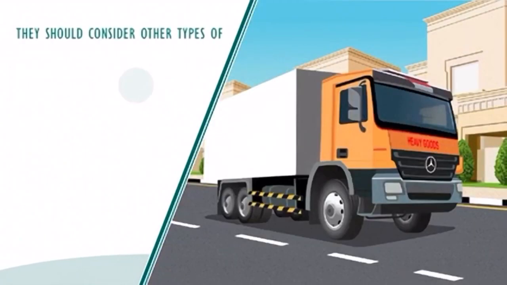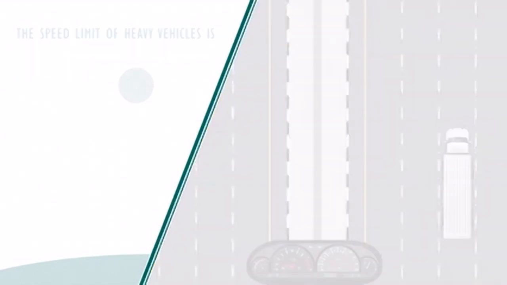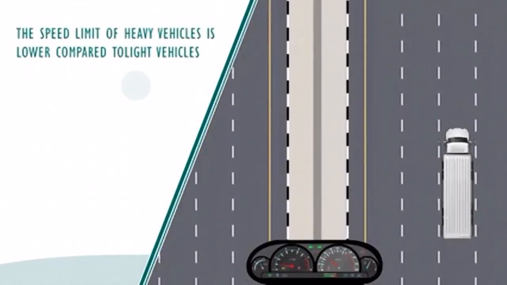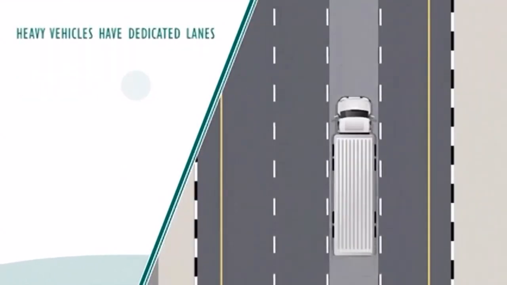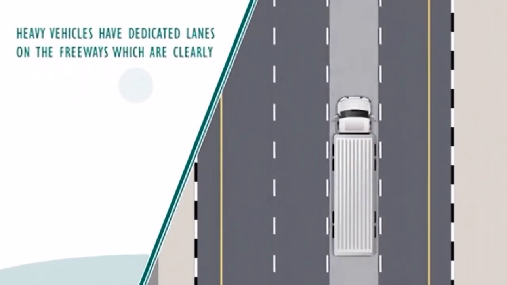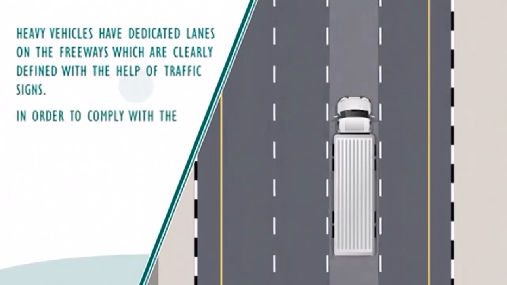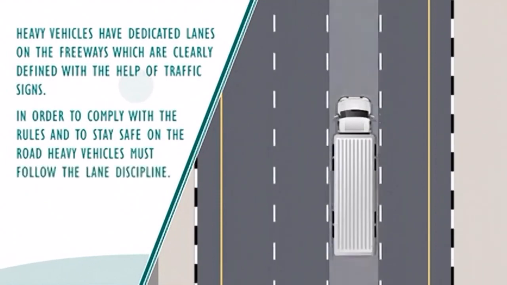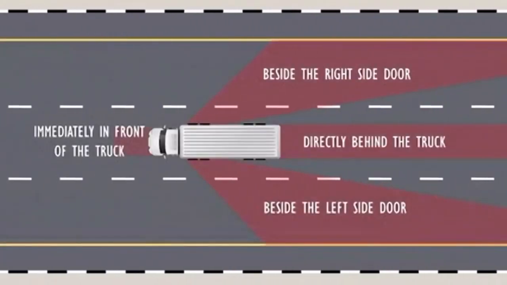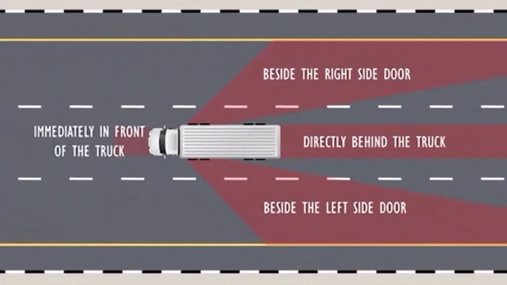They should consider other types of vehicles such as trucks, buses, and motorcycles. The speed limit of heavy vehicles is lower compared to light vehicles, and their usage is also controlled. Heavy vehicles have dedicated lanes on the freeways which are clearly defined with the help of traffic signs. In order to comply with the rules and to stay safe on the road, heavy vehicles must follow the lane discipline. Likewise, other road users must be careful, as the heavy vehicles have huge blind spots around them.